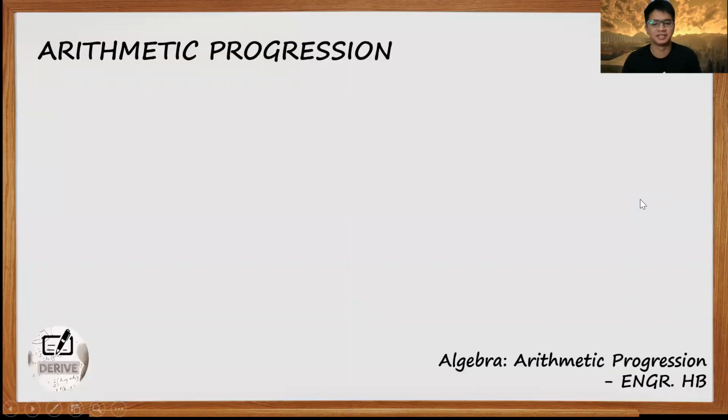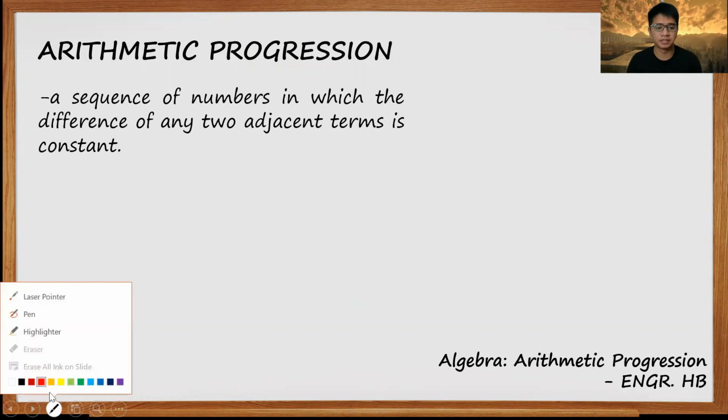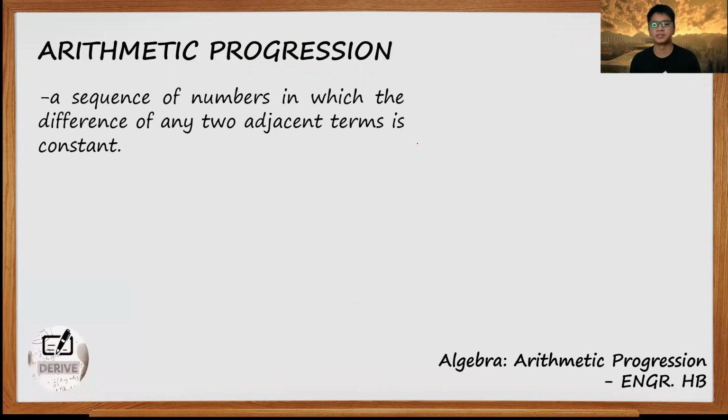Yun, nauna na yung definition, no? So arithmetic progression. What is the meaning of arithmetic progression? It is a sequence of numbers in which the difference of any two adjacent terms is constant. Ibig sabihin ng adjacent terms, magkasunod. So kailangan daw yung difference ng magkakasunod na number is constant.